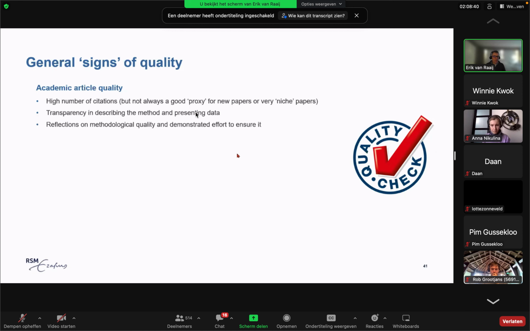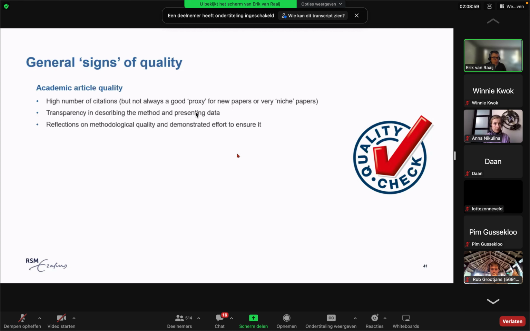Or if the article is on a very niche topic, then not thousands of people will cite it, and it might still be in that niche. It might be a very important paper. So use it with caution, but you can use it as one of the indicators that might indicate quality.